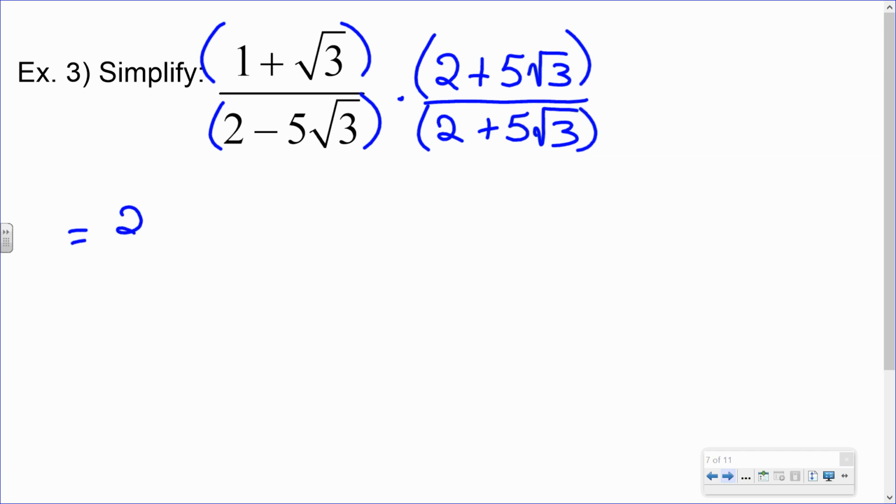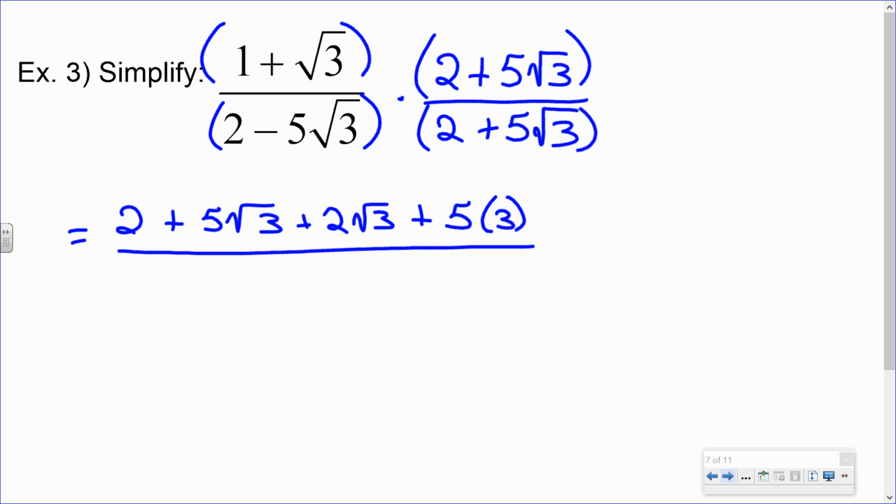1 times 2 is 2. 1 times 5 root 3 is 5 root 3. Root 3 times 2 gives us plus 2 root 3. Root 3 times 5 root 3 gives us plus 5. Root 3 is a regular 3. So our numerator, 2 plus 15 is 17. 5 root 3 plus 2 root 3 is plus 7 root 3. I don't know that that's any better than the original numerator. It's still irrational, but we don't really care about numerators. It's the denominator that has to become rational.